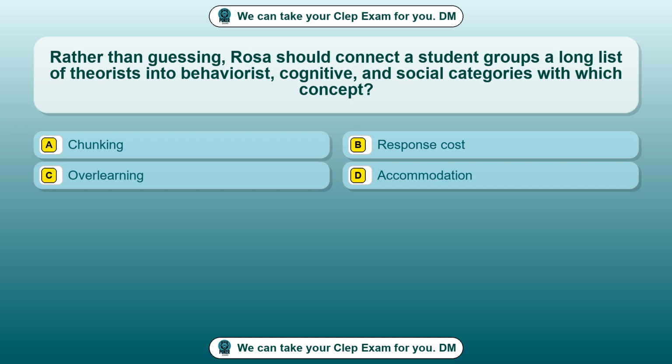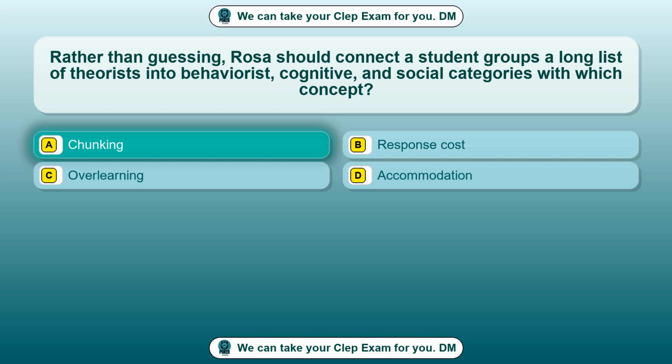Question 40. Rather than guessing, Rosa should connect a student group's a long list of theorists into behaviorist, cognitive, and social categories with which concept? Option A, chunking. Option B, response cost. Option C, overlearning. Option D, accommodation. The correct answer is option A.